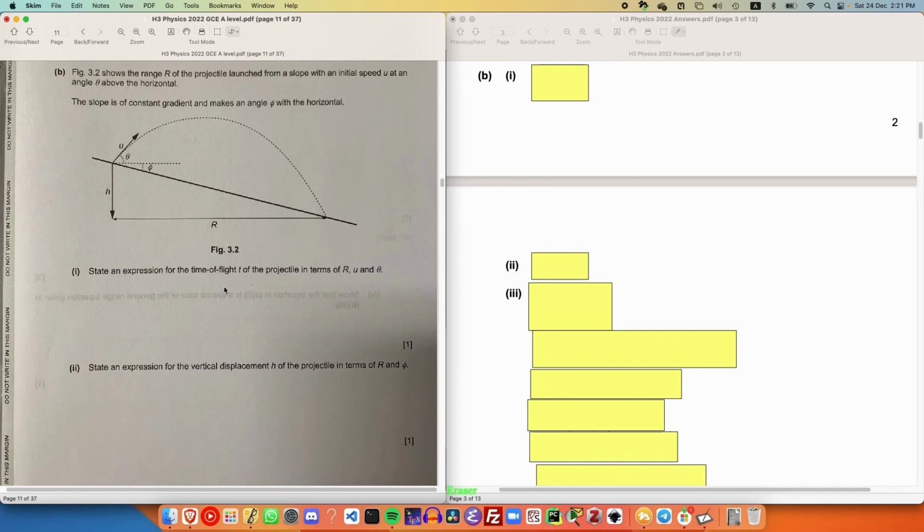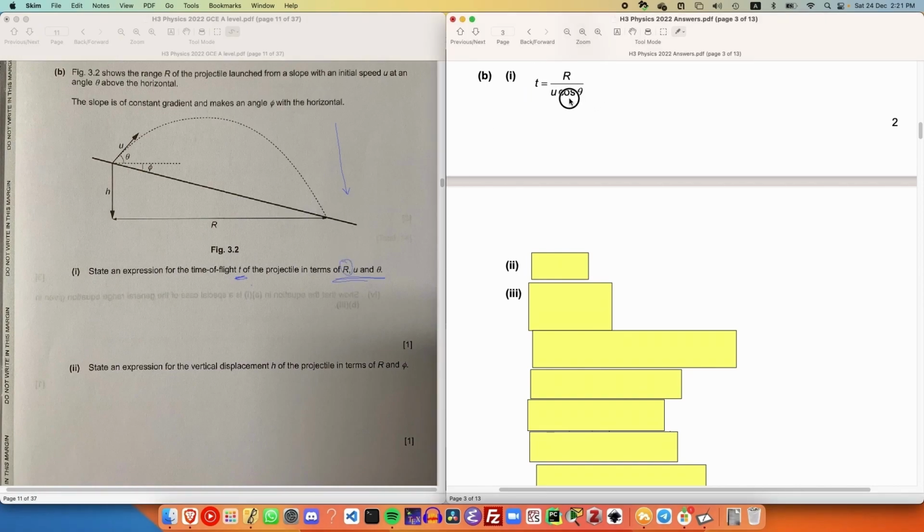Now in part 1, we're asked for the expression for the time of flight in terms of the constants given in the diagram. Your initial idea might be to find the time of flight using the vertical component like we did for the previous part. But in this case, there's actually an easier way because we're given R as a known value. So it's simply the horizontal distance divided by the horizontal velocity.